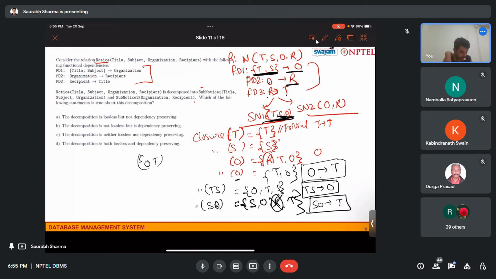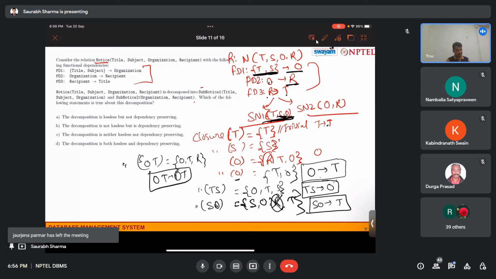Closure of OT. From O, there will first be OT trivially, then from here we can go to R, but R is not in that relation, so it will end up with a trivial relation. So there are some trivial relations like T determines T, S determines S, OT determines OT, but there are some relations: O determines T, TS determines O, and SO determines T.